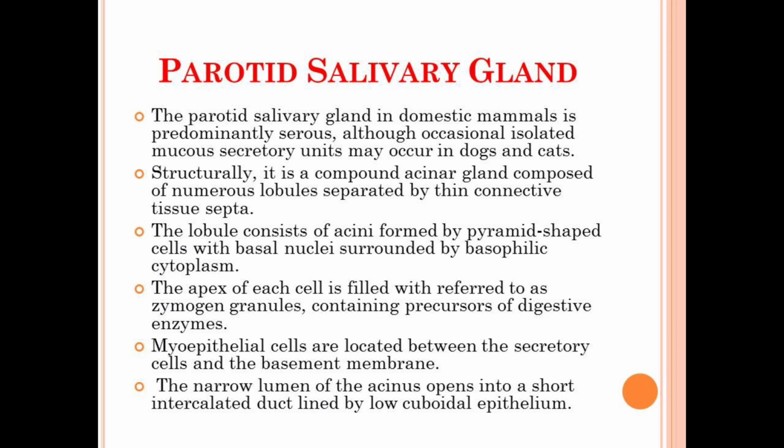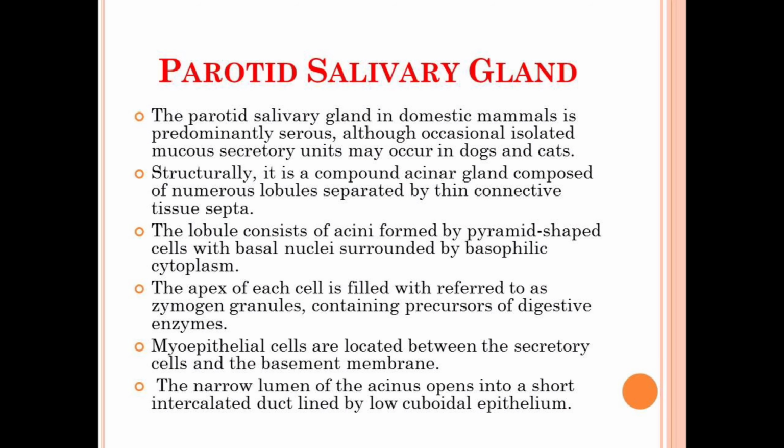Moving on, these lobules consist of acini that are formed by pyramid-shaped cells with a basal nucleus surrounded by basophilic cytoplasm. So acini are the rounded secretory units formed by pyramid-shaped cells having a basal nucleus. The nucleus is located at the base and surrounded by cytoplasm that is basic in nature, or basophilic, and all these structures are located inside the lobule.